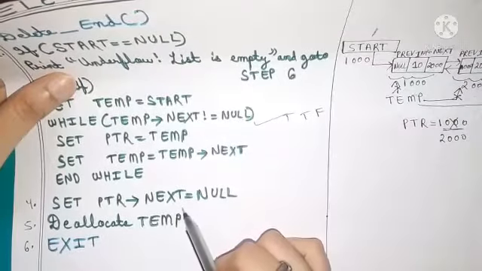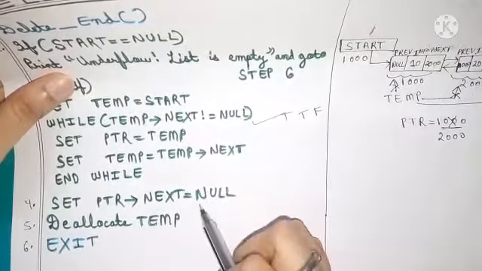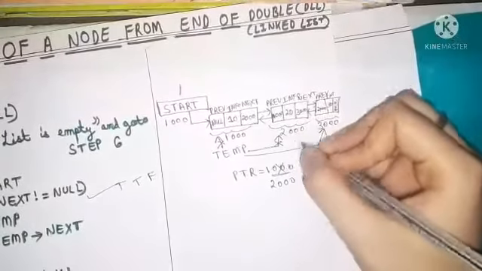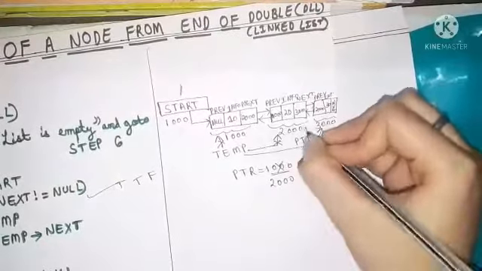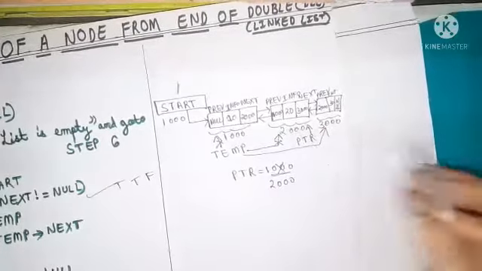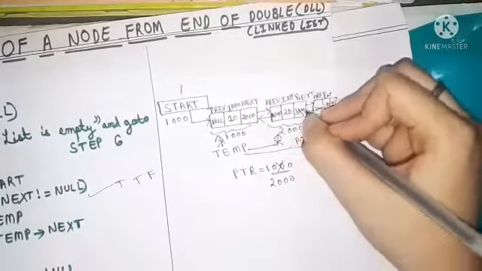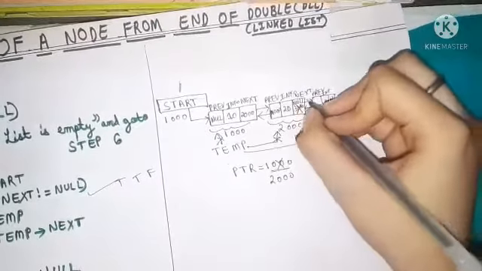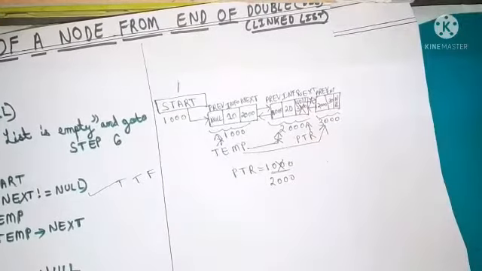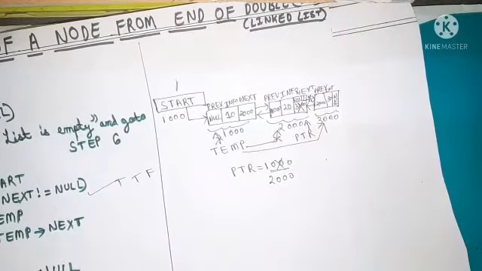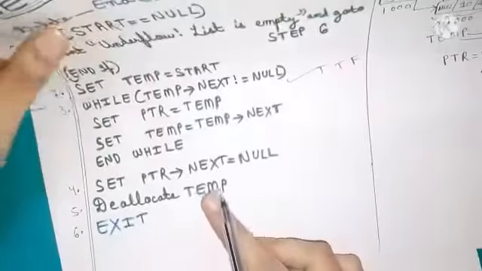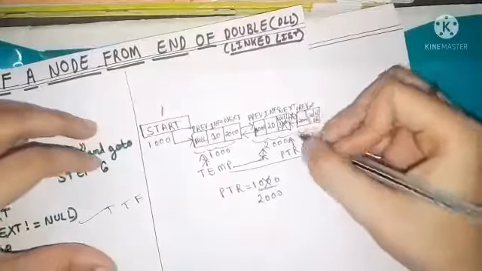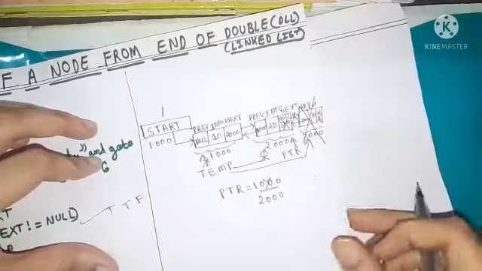And then here is the catch: set ptr next is equal to null. ptr is pointing to our second last node, that is the node whose address is 2000. So here instead of 3000 it will store null. Null means it will no more point to any of the node. After that, deallocate temp, that is this temp is deallocated.